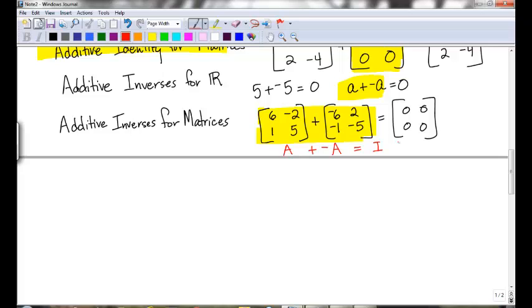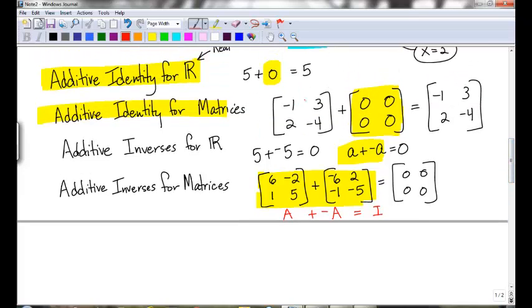Back up here, this one would be matrix A plus the identity brings you back to matrix A. That's for that one.